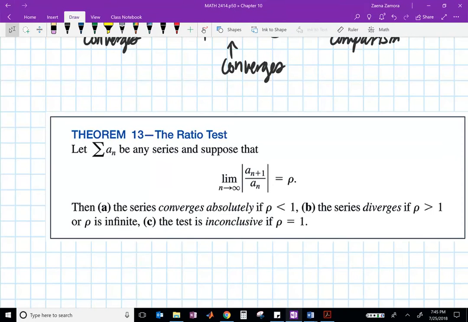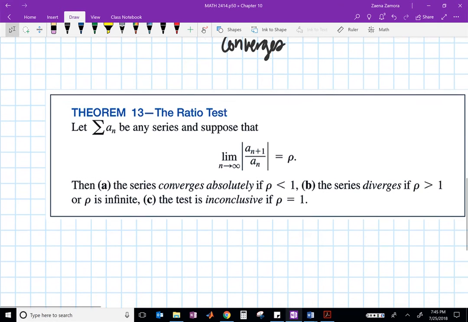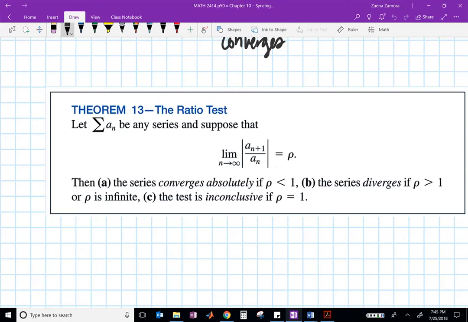All right, let's look at the ratio test. Let the series a sub n be any series, and again, no restrictions, it can be any type of series. Suppose we take the limit of the absolute value of a sub n plus 1 divided by a sub n, and it equals a number p. Then we have three situations. A, the series converges absolutely if p is less than 1. So if we get a number that's less than 1, then a sub n converges absolutely.